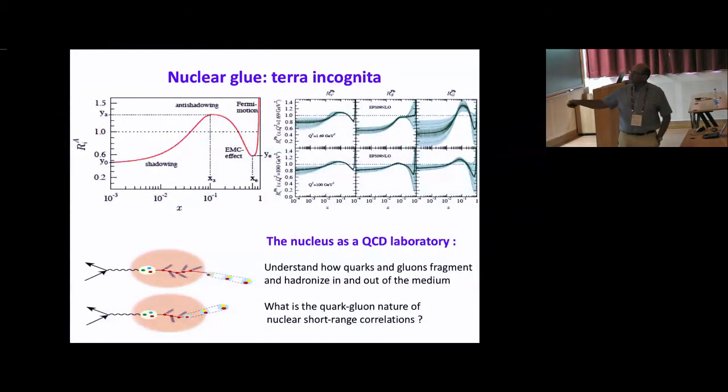So I can ask questions like, if I now produce a quark inside the medium, how much will it radiate before it forms a hadron? If I form a hadron inside the medium, how is that different from if it were formed outside the medium? How much does it scatter? This is terra incognita. We know very little about this stuff. So we don't know about the internal QCD structure of nuclei at high energy. So what is the quark-gluon nature of nuclear short-range correlation?